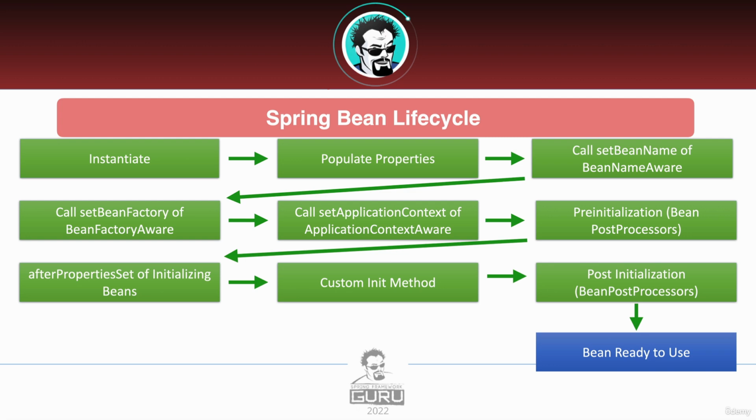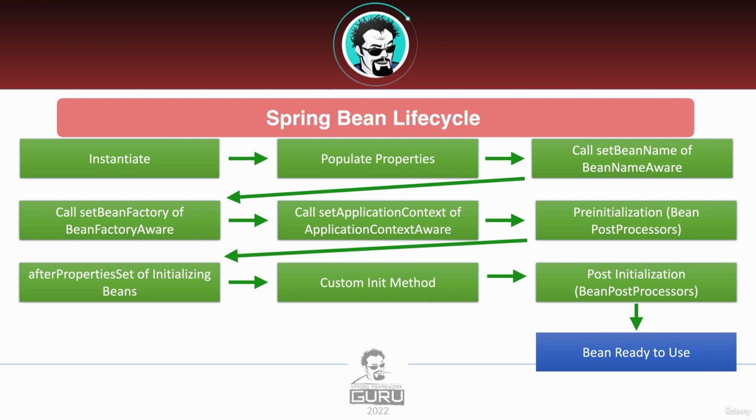First thing, of course, it's going to instantiate the class. Once the class has been created, it's going to populate properties. So any properties that you have, it's going to set those up. Then we do have some interfaces that we can implement if they are there. If you've implemented these interfaces, Spring will execute these methods. So you can see here, call the setBeanName of BeanNameAware.